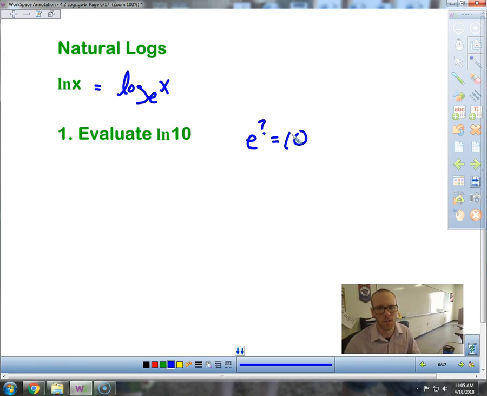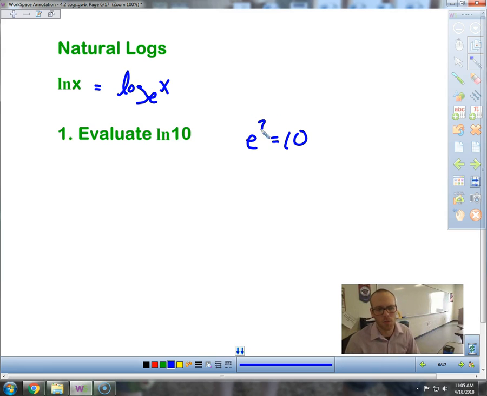Now, e is irrational. It's about 2.718. This is not something that I'm going to come up with in my head. I should be able to reason through, though. If e is between 2 and 3, what would I expect for the exponent to get to be 10? Well, 2 squared is 4. 2 cubed is 8. 2 to the 4th is 16. So between 3 and 4.